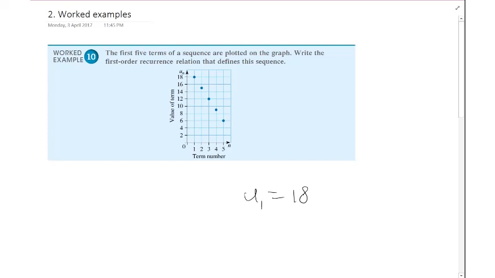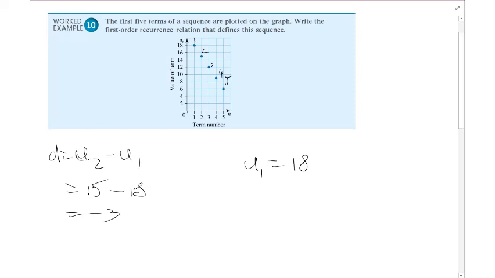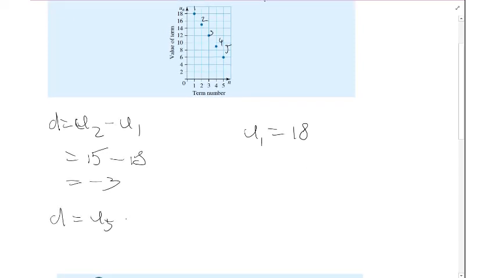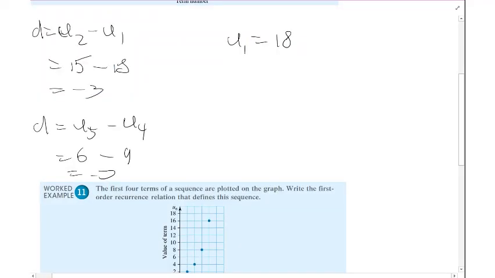Remember, a common difference is like saying, how do I get from one term to the next? So if I go common difference, my D is going to be U2 minus U1. My U2 is 15, minus 18. So I'm going to get minus 3. Let's pick 5 and 4. If my difference was U5 minus U4, my U5 is 6 minus my U4, which is 9. And guess what? It's equal to minus 3.